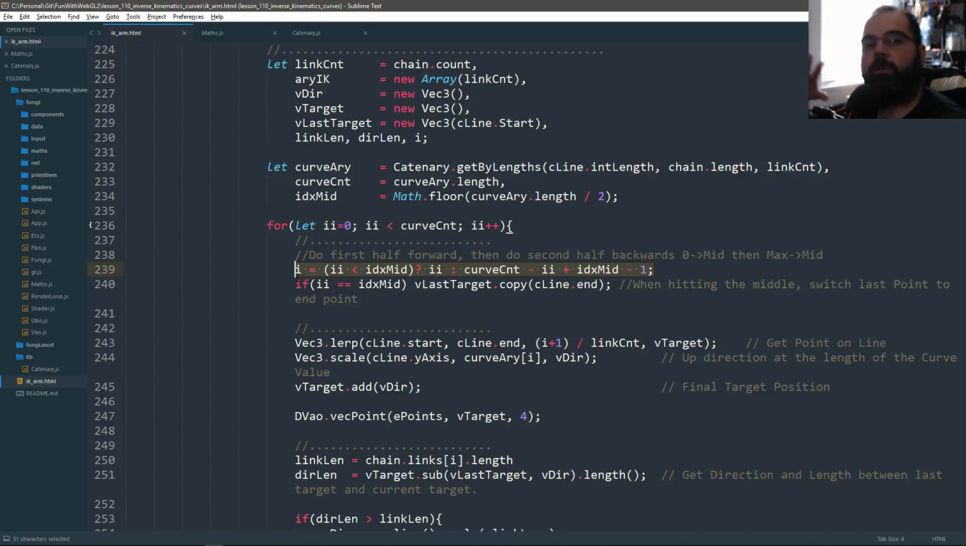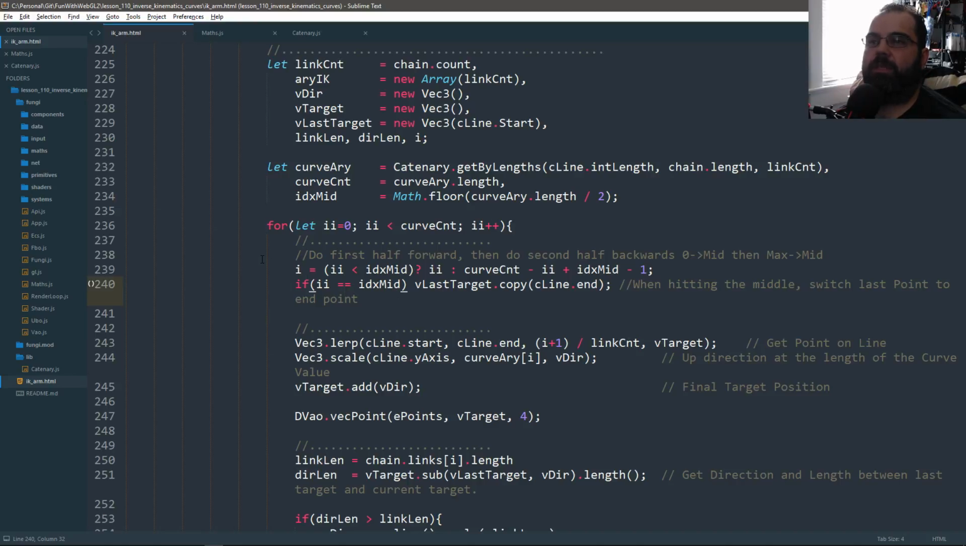I tried going backwards, like starting from the end to the back. That doesn't work very well. Going from the back to the front doesn't work very well. So with this algorithm, I figured out that if I go from the two ends to the middle, I can then evenly distribute all the joints across the curve perfectly. So that's what the algorithm here is doing that I wrote.